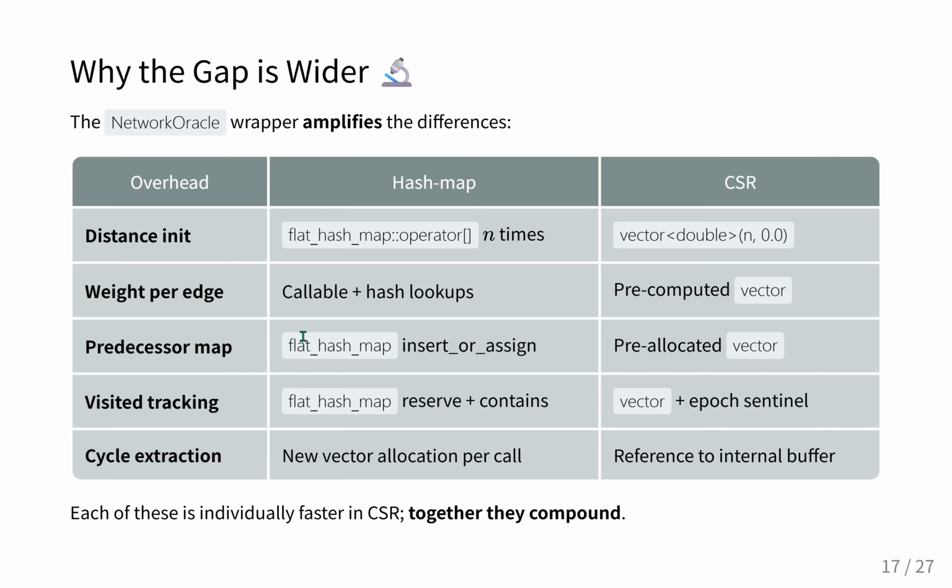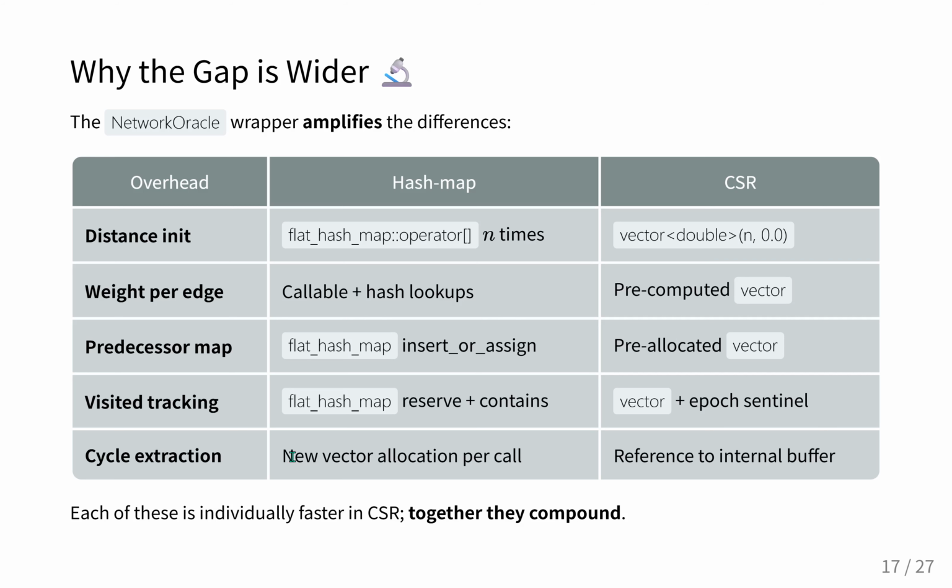And then there is the cycle extraction itself. When the wrapper extracts the negative cycle it found, it is entirely blind to the hash map's internal memory state. So what does it do? The hash map version is forced to allocate entirely new vectors every single time it's called.